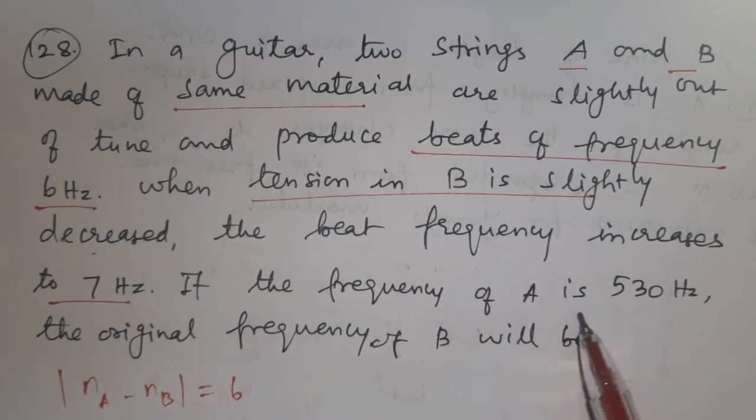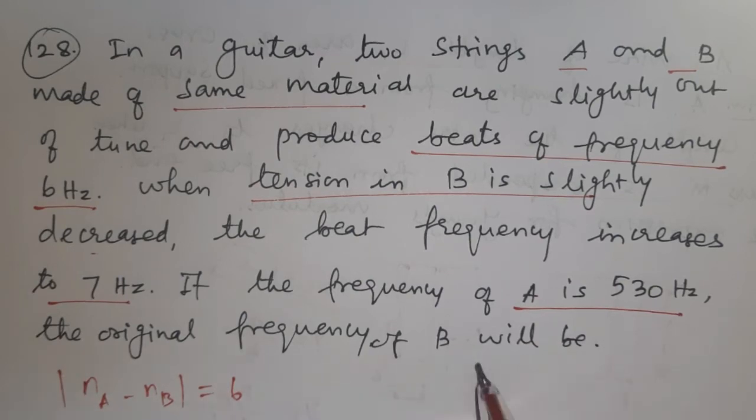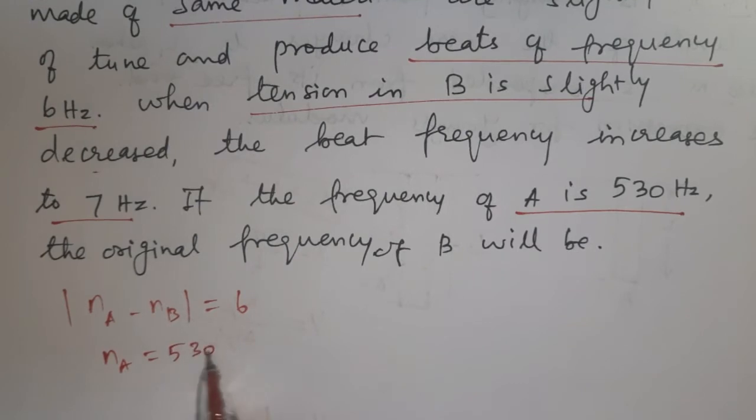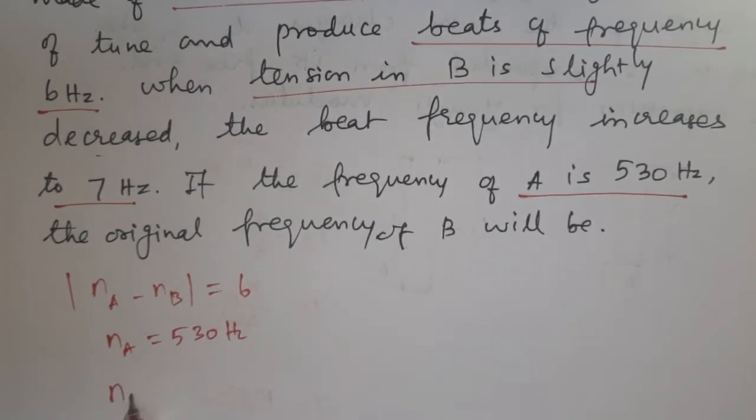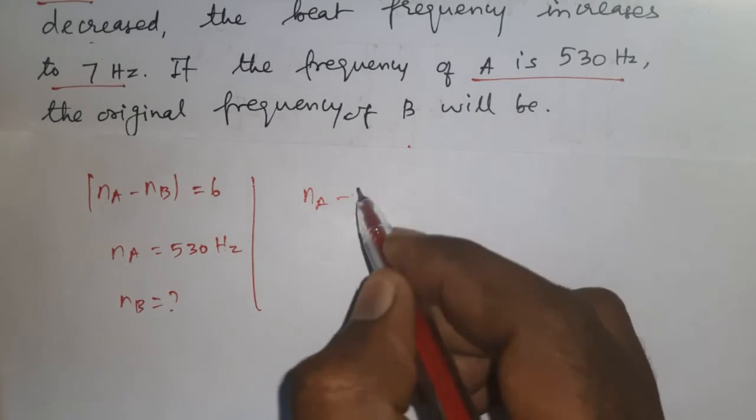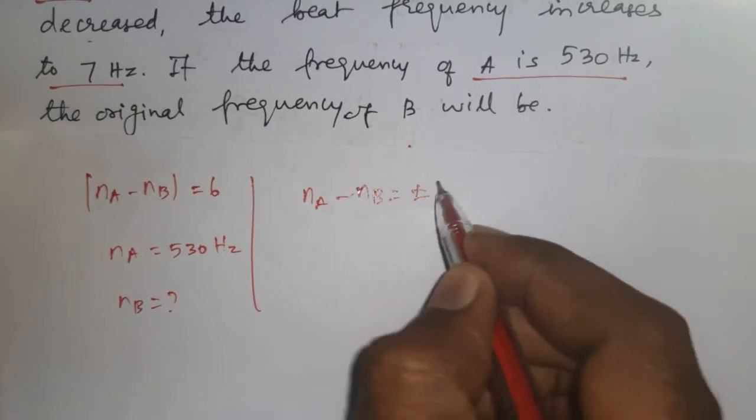If the frequency of A is 530 Hz, what will be the original frequency of B? So, the original frequency of Na is 530 Hz, according to the question. So, what is the frequency of B? Nb we are going to find out. Now, if you remove the mod, Na minus Nb is equal to plus or minus 6.